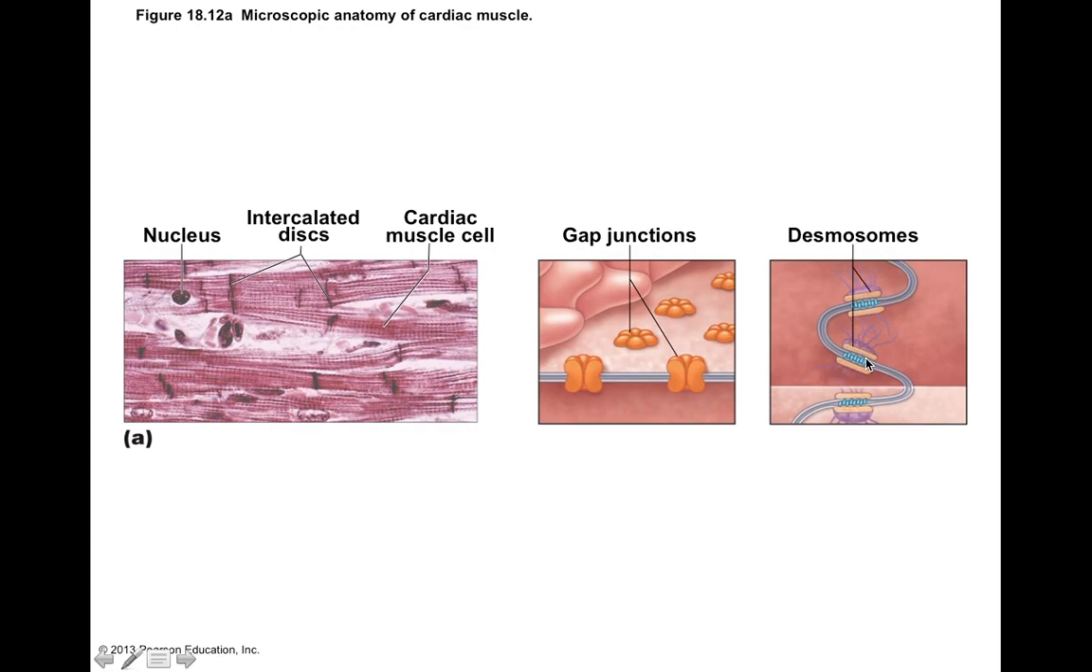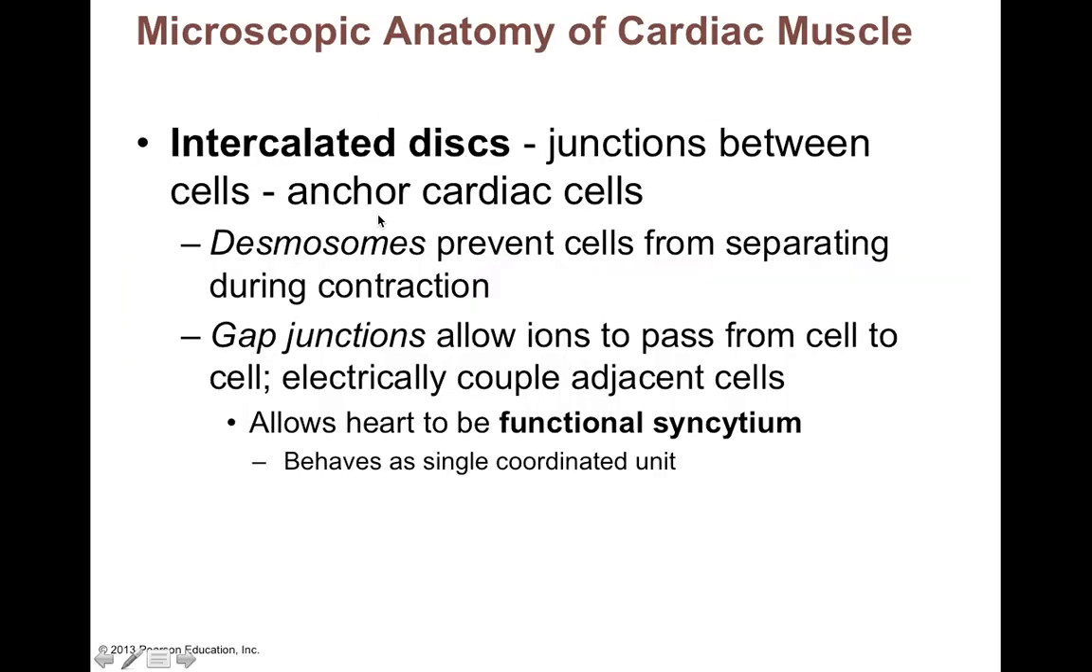So if y'all remember, desmosomes hold cells together very strongly, but that also makes a lot of sense here because we want to be able to hold these muscle cells together strongly such that the muscle doesn't tear as it starts pumping blood, because it has to produce a tremendous amount of force. So remember, these intercalated discs have desmosomes and gap junctions.